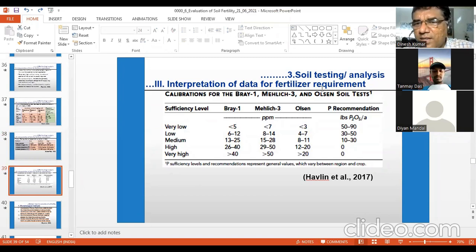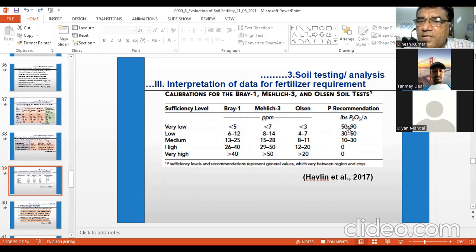Interpretation of data for fertilizer requirement. This is not Indian data. This is from the US, but you can see it is very interesting. The phosphorus was estimated by different methods: Bray 1, Mehlich 3, and Olsen. There are three methods. First two methods are for acid soil, and the third one is for basic soil or neutral soil. So you can see if it is very low, for Bray it is less than 5, and for Mehlich it is less than 7, the limits. And Olsen has fixed at less than 3.